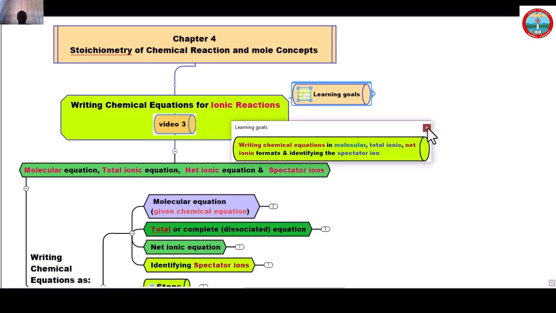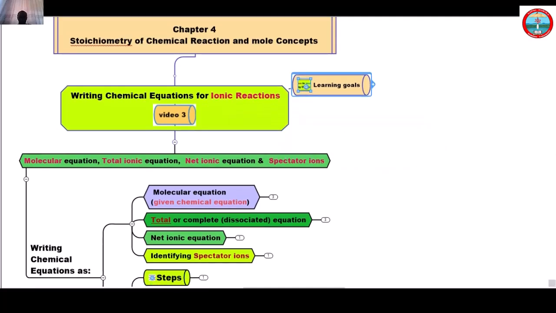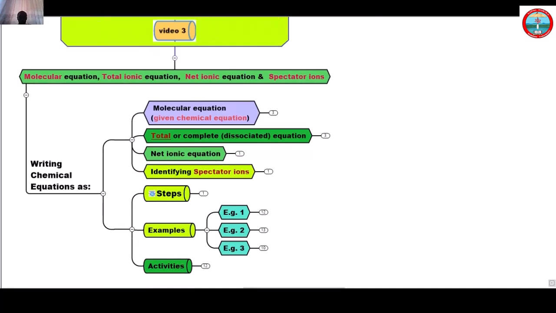spectator ions. So what is a molecular equation, the total or complete equation, the net equation, and how can we identify the spectator ions? I am going to explain this, and there are some steps that we follow to write the chemical equation for all of these three, and I will elaborate this with examples, and finally I will give you an activity to be done by yourself.